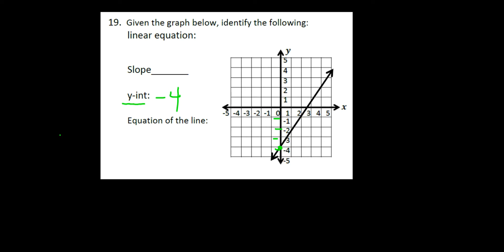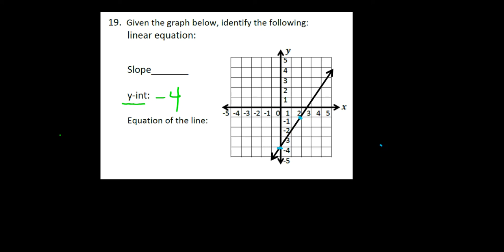And we need to identify the slope. So I've got to pick 2 points. If I want to identify the slope, I need to pick out 2 easy-to-use points. And I'm going to pick out that y-intercept. That was a pretty good point for me. And I'm going to pick out, well, there's a nice point right here that we can use.